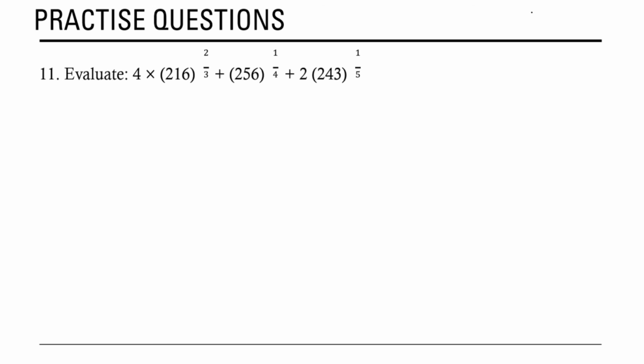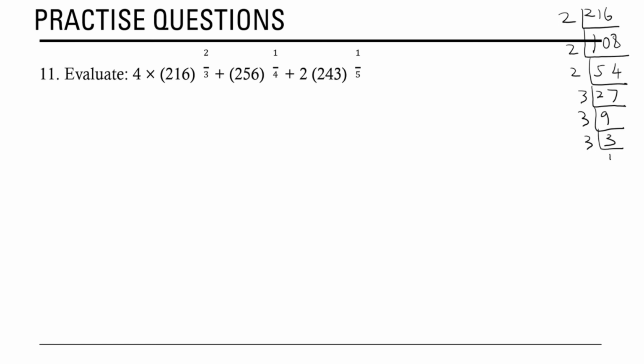So first let us factorize 216. When we factorize 216, dividing it by 2, getting 108, again dividing it by 2, 54, again dividing it by 2, 27. Now I can't divide by 2, I am using 3. So 9, again dividing by 3, 3, again 3, 1. So 216 is 2 cube into 3 cube.